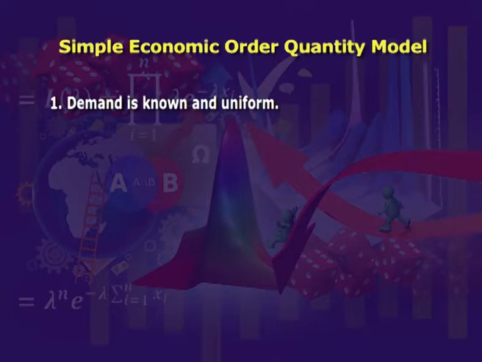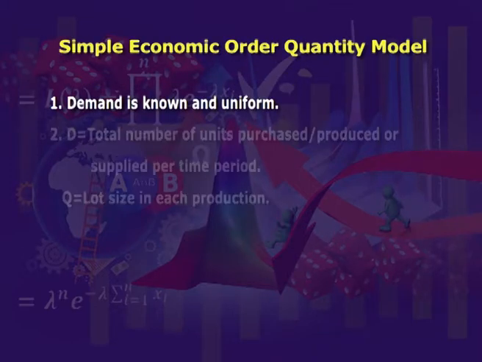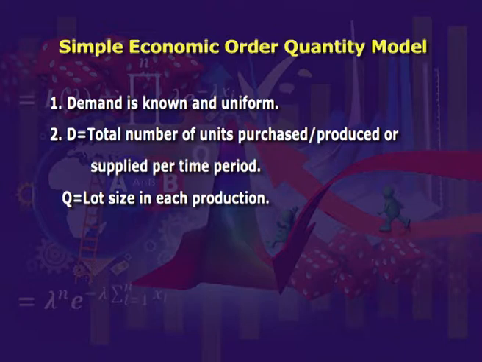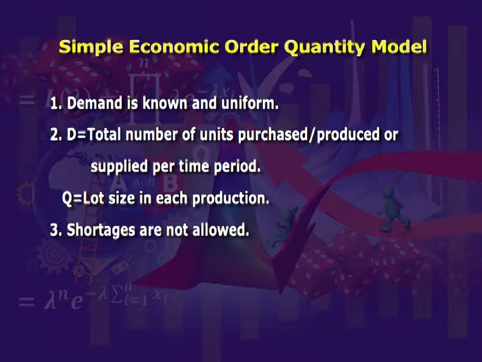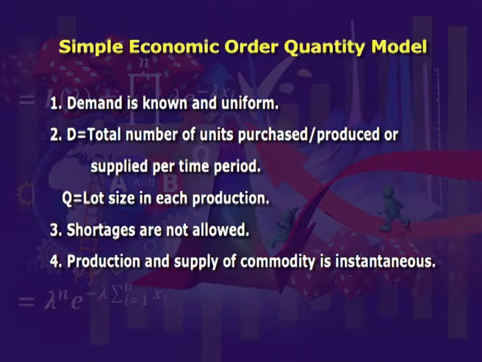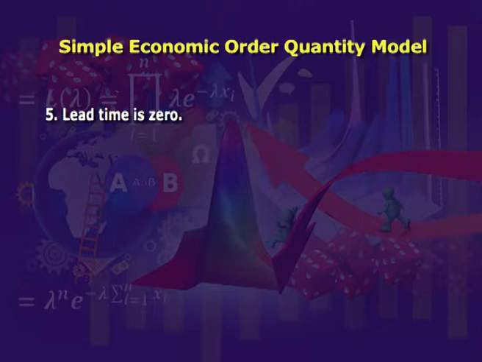Number 1, demand is known and uniform. Second, denote capital D equal to total number of units purchased or produced or supplied per time period. Capital Q equal to lot size in each production. Number 3, shortages are not allowed. Fourth, production and supply of commodity is instantaneous. Fifth, lead time is 0.